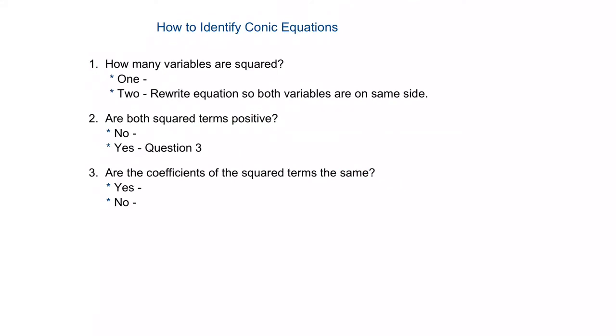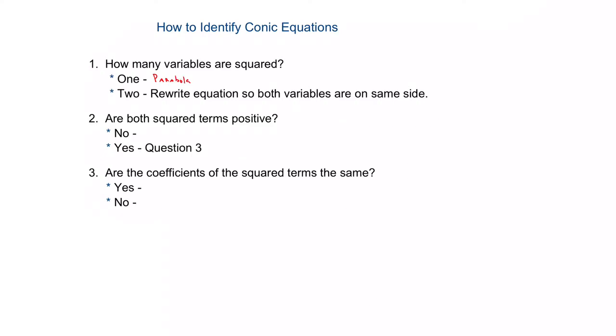So if that wasn't enough, here's a quick flow chart that you can use to help you identify how many variables are squared. We talked about that first. If there's one, then it is a parabola. If there are two, then it's one of the other three.